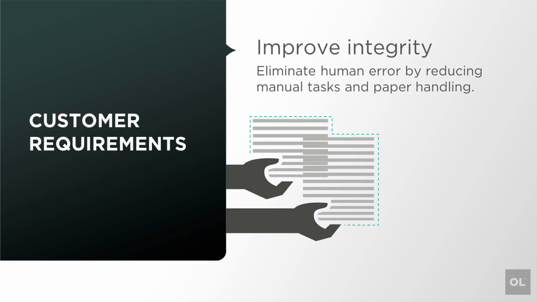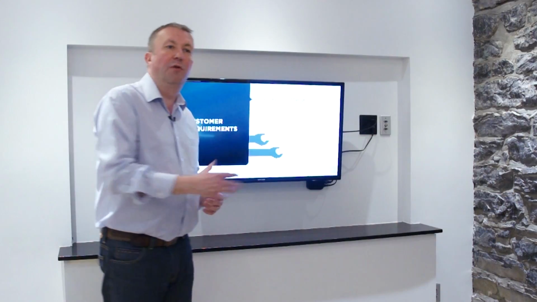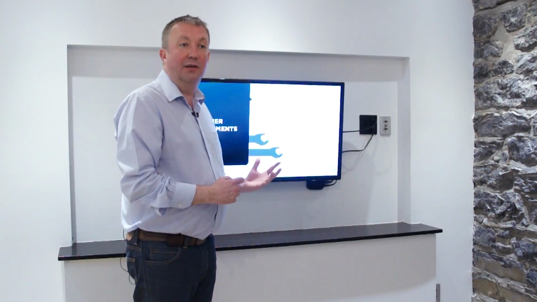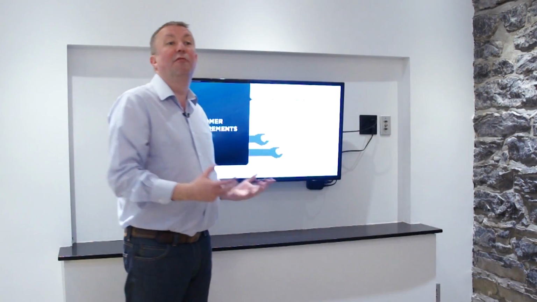And finally, you're trying to improve integrity. What you're trying to do is make sure that the right invoice goes in the right envelope to the right customer. If you're not doing that, then you're going to end up in a situation where you've got very upset customers because they're getting an invoice for something that they never purchased.